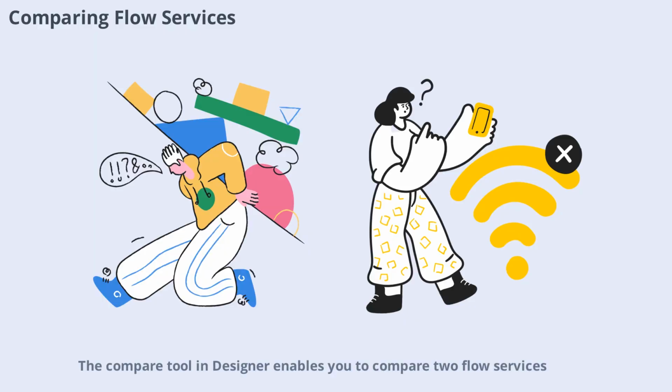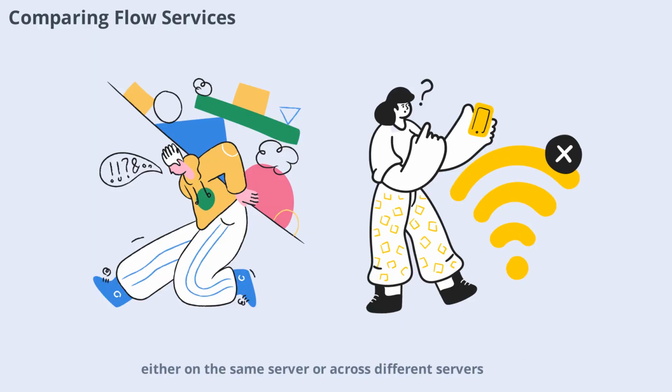Compare tool in Designer enables you to compare two flow services, either on the same server or across different servers. This is useful for version control, auditing, and ensuring consistency in process logic. Comparing flow services helps identify differences, track changes, and maintain high-quality integration solutions.